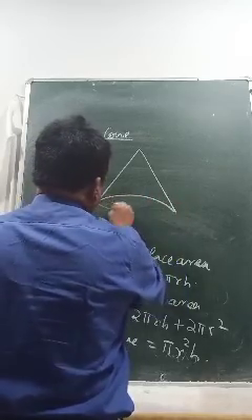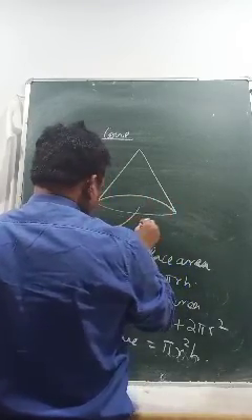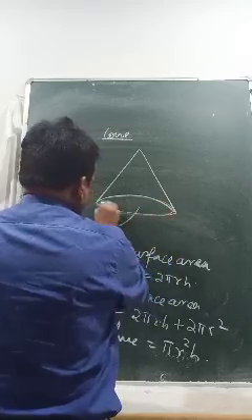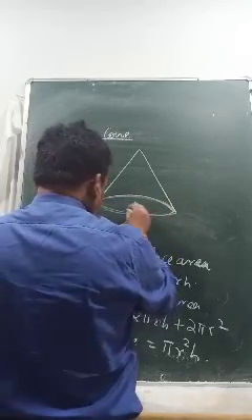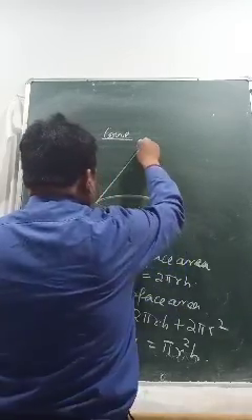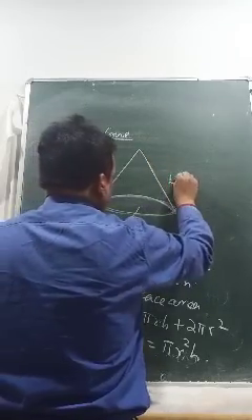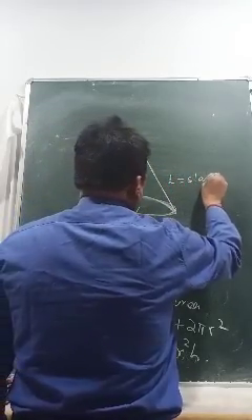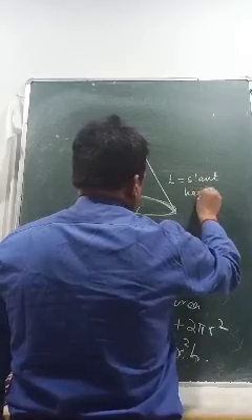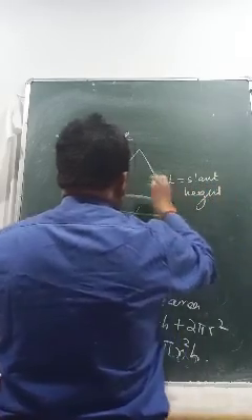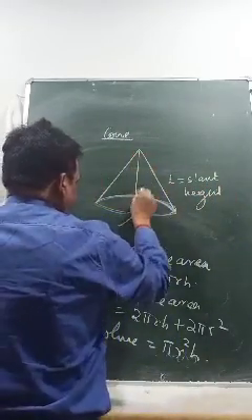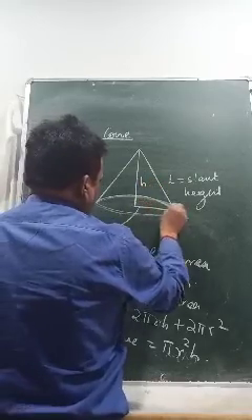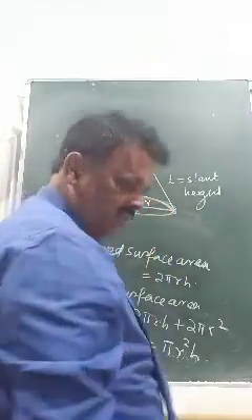Different parts of the cone you have to see. This is your slant height. L is the slant height. This is your height. This is your radius. So try to understand this.